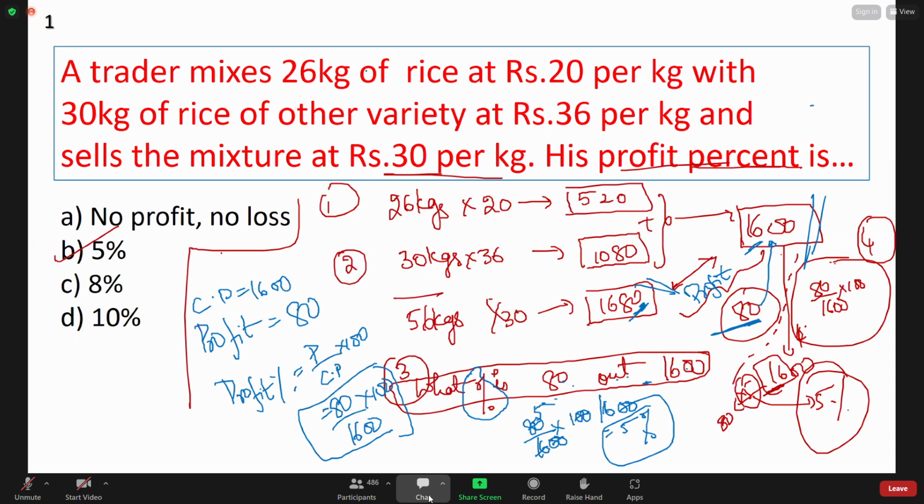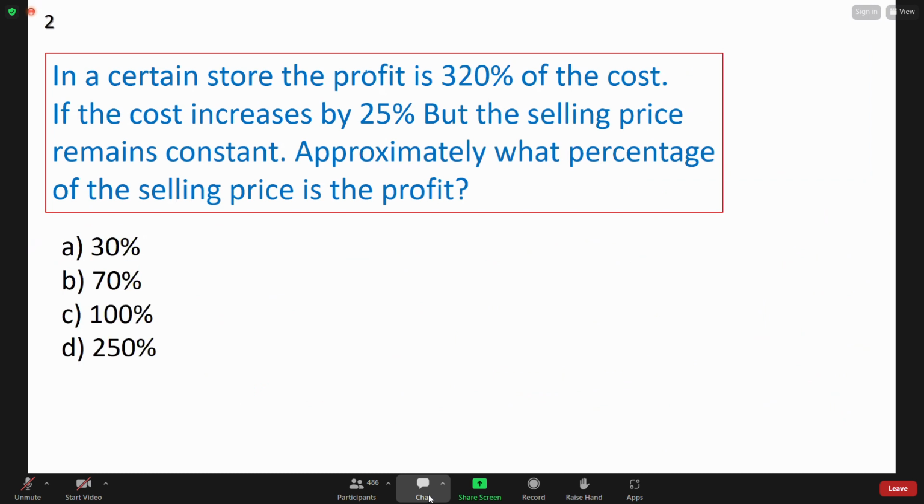In a certain store, the profit is 320%. If the cost increases by 25%, the selling price is constant. Approximately what percentage of the selling price is the profit? The question sounds good. In a certain store, the profit is 320%.